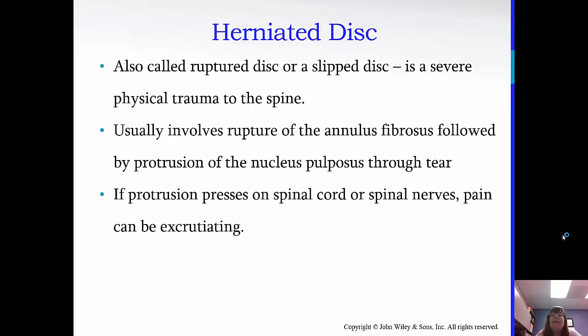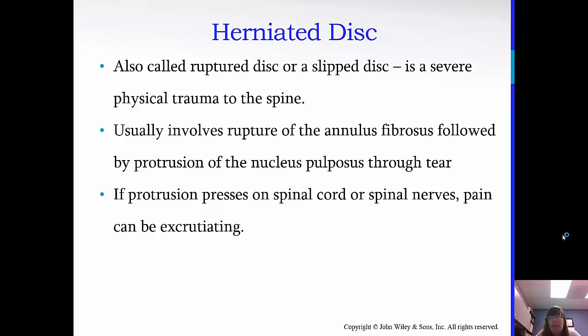A herniated disc is also called a ruptured disc or a slip disc. It's basically a severe physical trauma to the spine. Usually what happens is an annulus fibrosus ruptures, and then the nucleus pulposus protrudes through the tear. It presses on the spinal cord, the spinal nerves, and the pain can actually be excruciating.